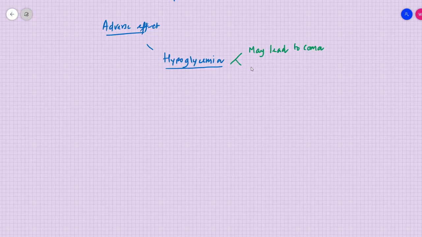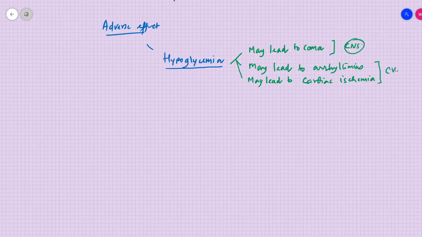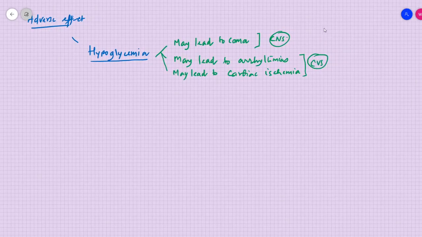Or it may have a cardiovascular presentation. So it may lead to arrhythmias, it may lead to a cardiac issue. Okay, so it's got a CNS effect and a CVS effect. So this basically leads to increased mortality. This is associated with increased mortality and increased morbidity. Okay, so that's the main adverse effect of this class of drugs.